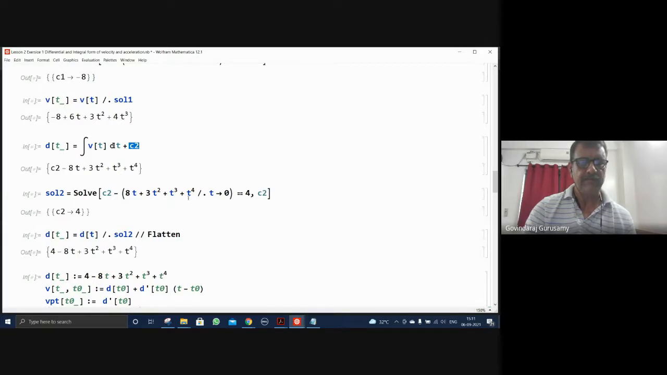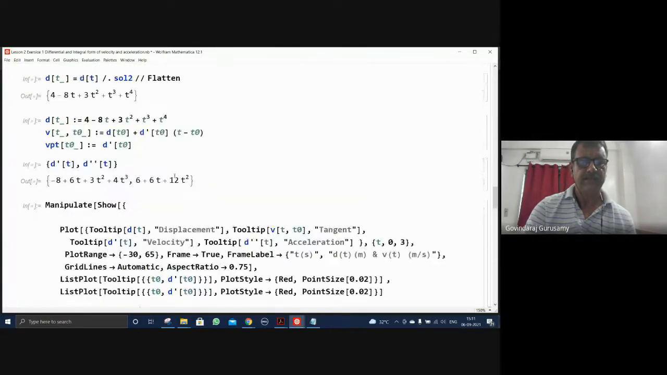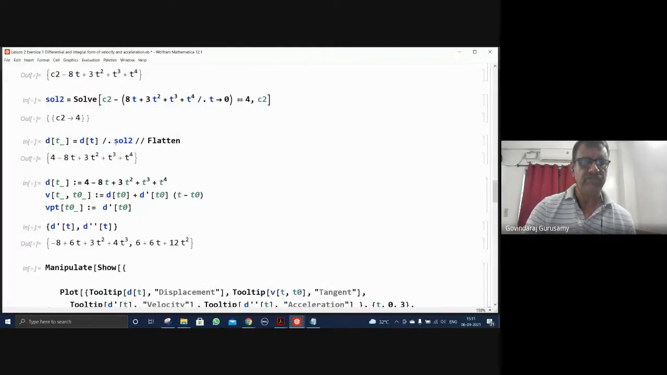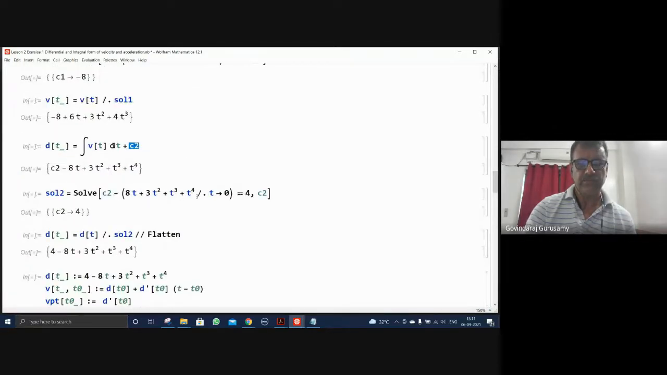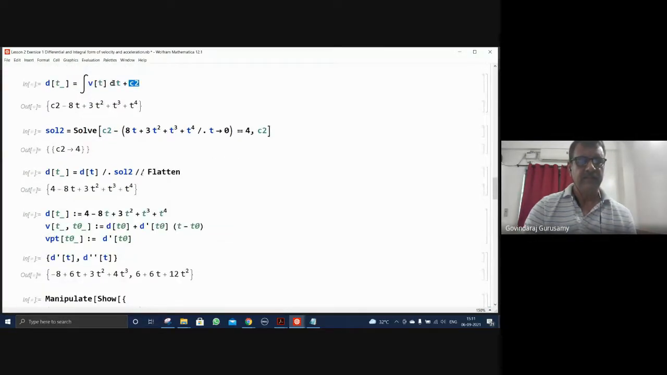And the problem already says that at the point x is equal to 4 m, that's the initial point given. So I'll take this equation now, substitute t equal to 0, and find out C2, which is going to be 4. That's already there as 4 meters, which has been substituted back, and I'm getting the equation for the displacement, which is t power 4 over 4, t cube, 3t square, 4t minus 8t and 4. That's the result for the displacement.